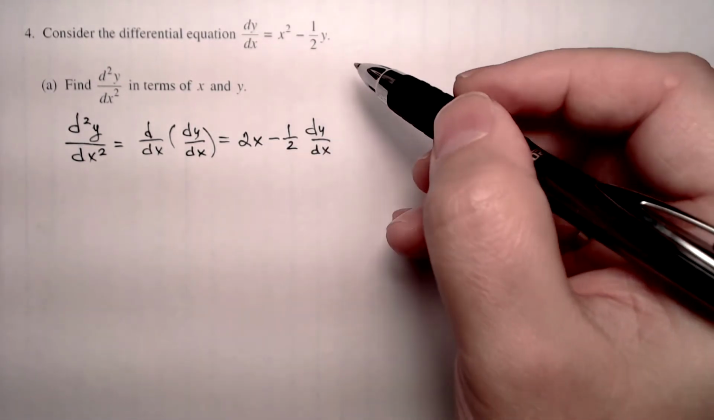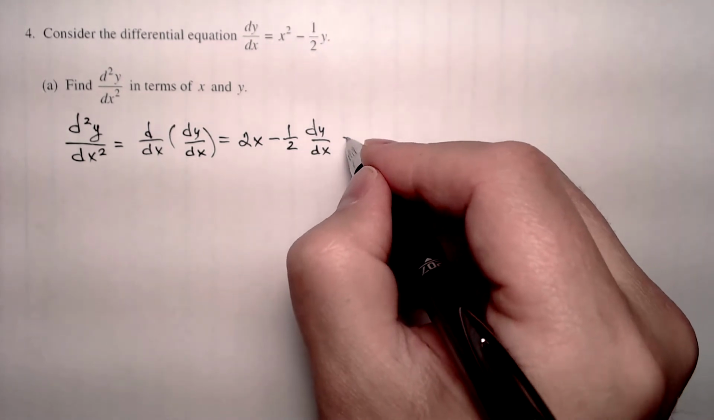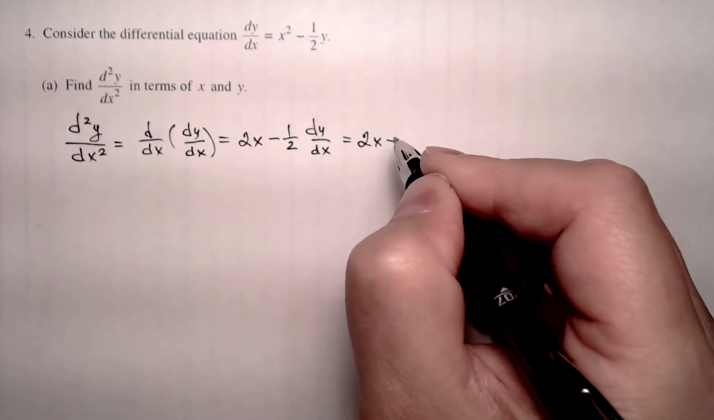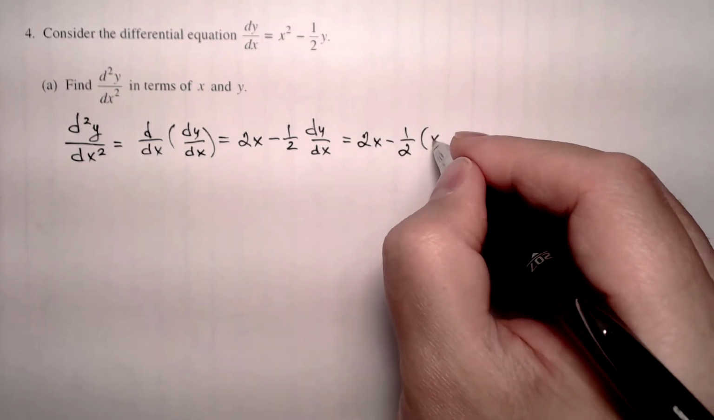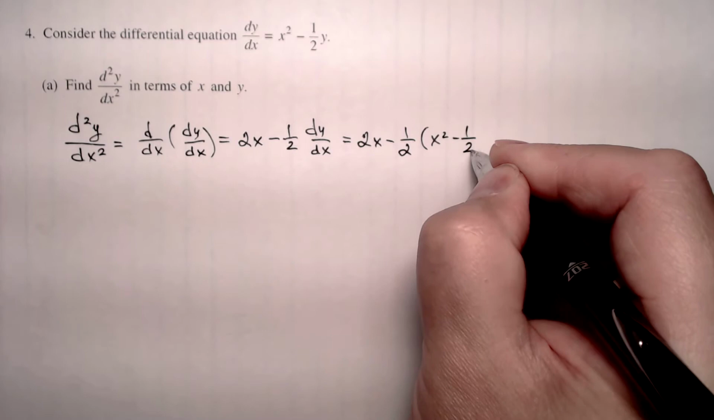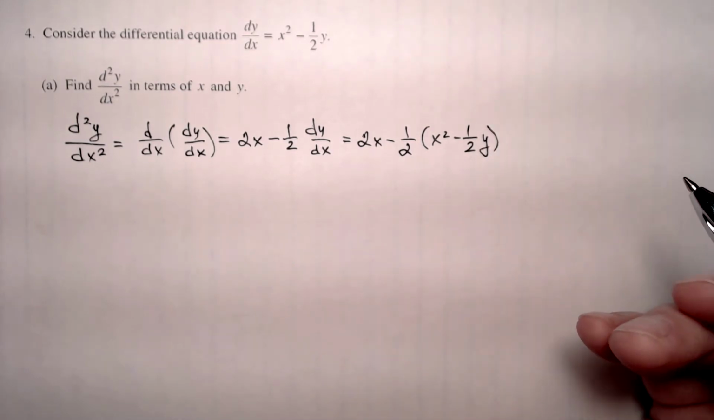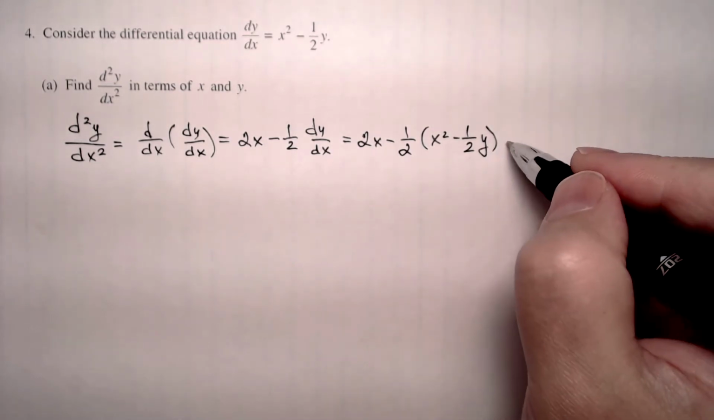And so we need to plug in dy over dx here, and we get 2x minus 1/2, and then plugging in x squared minus 1/2 y gives us this expression. So this is our final answer.